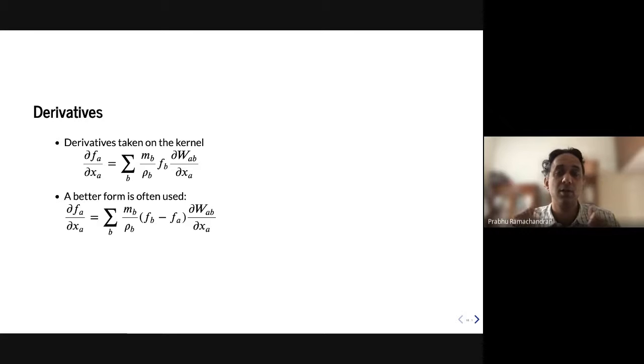Because the particles are not necessarily going to be exactly where you expect them to be. It's not like a mesh-based method where the particles are exactly on the mesh. So it turns out that with some analysis, you can easily show that a better form can be used, which is this FB minus FA form. This is a more accurate way, which is zeroth order consistent. So in this case, even if the function is a constant, you will recapture the derivatives correctly. This is a form that's very commonly used.